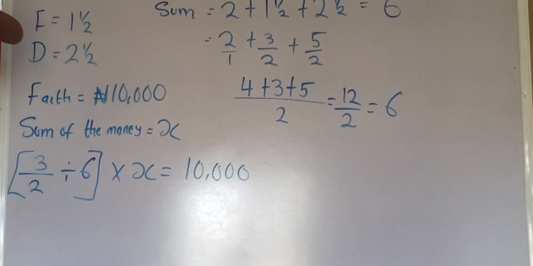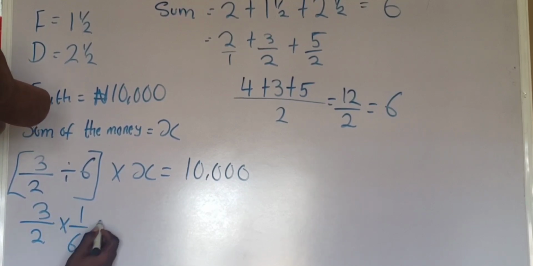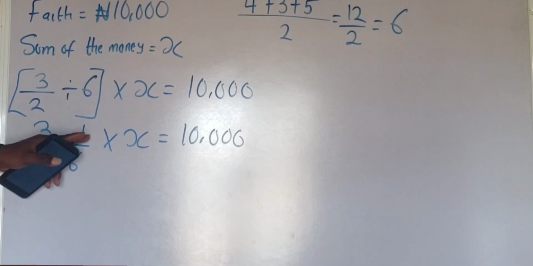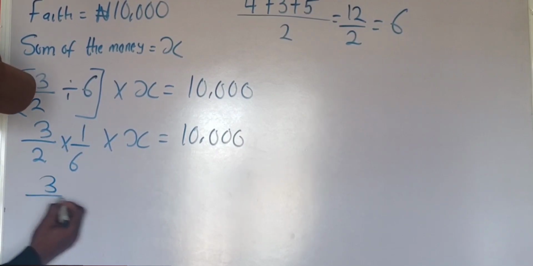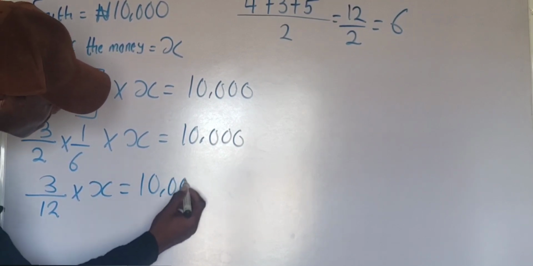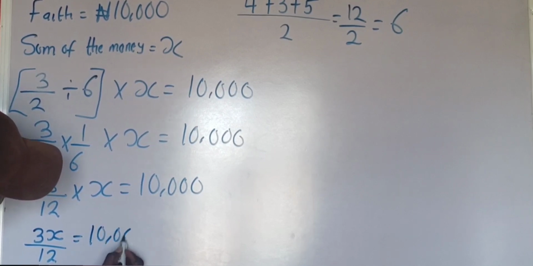So I'm going to have 3 over 2 multiplied by 1 over 6 multiplied by x is equal to 10,000. 3 multiplied by 1 is 3, so I'm going to have 3 over 12 multiplied by x equal to 10,000 naira. Now 3 over 12 multiplied by x is 3x over 12. So 3x all over 12 is equal to 10,000.